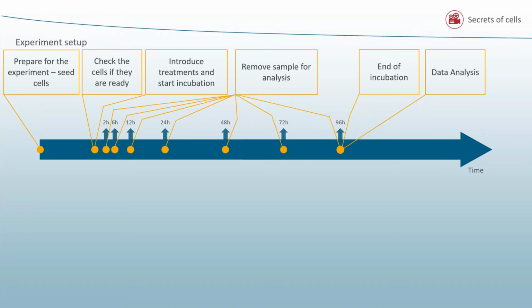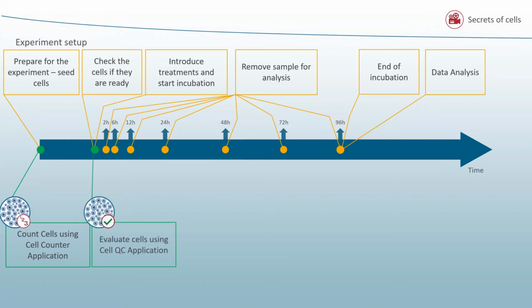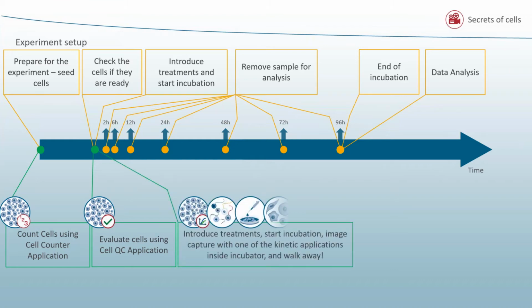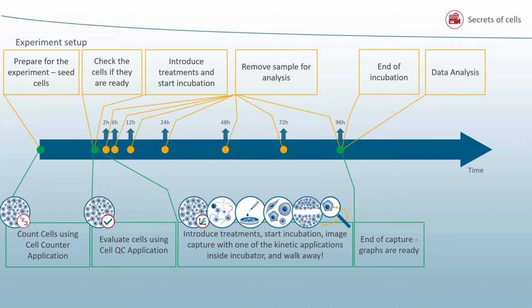First, with a cell counter application, you can count your cells for cell seeding. Then you can use the cell quality control application to check if your cells are ready for the experiment. Then you introduce the treatment, start the incubation and imaging, and walk away, because HoloMonitor M4 works inside your incubator, so you do not need to remove your sample. When the experiment is done, your population graphs are ready for you to evaluate.